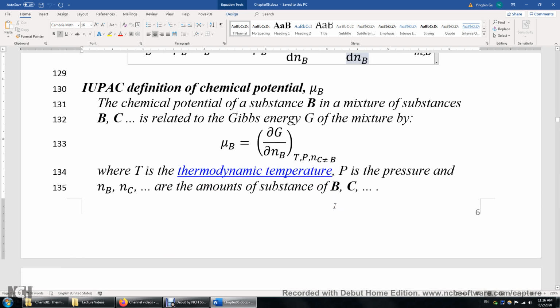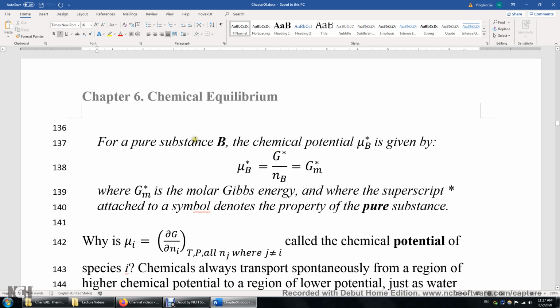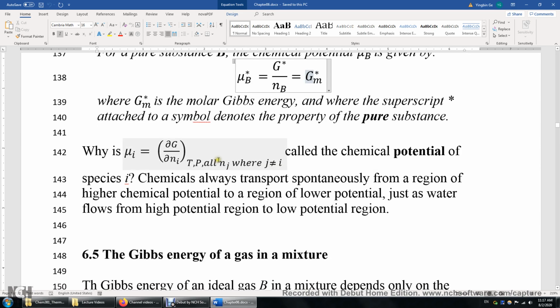Now let's look at the IUPAC definition. Again, this is the IUPAC definition over here. So mu is delta G over delta N for the species. For a pure substance, this asterisk stands for pure. So the chemical potential of pure B is simply the molar Gibbs energy of B. So that's very simple.